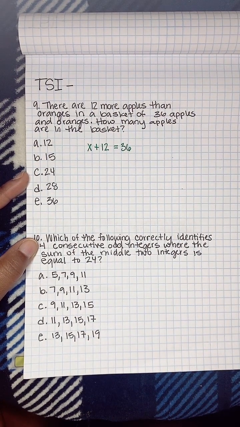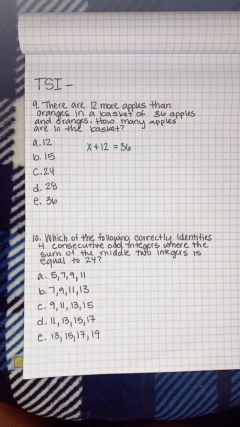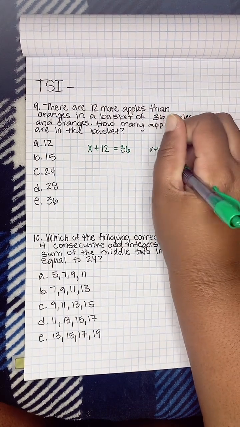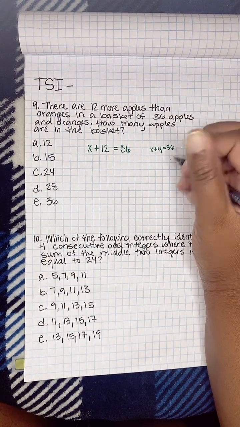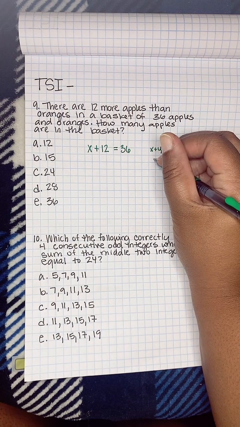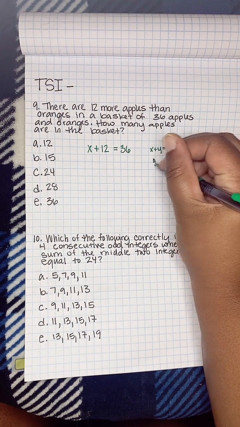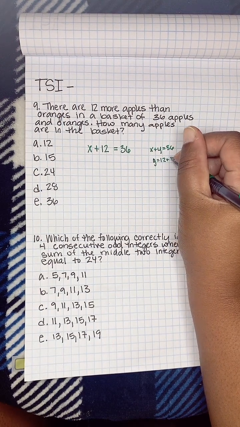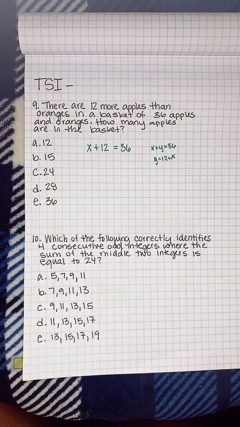Am I setting this up right? It's like I want to do systems, like A and O, but that's too complicated. I'm trying to simplify it. Let me see. Okay, because I would do X plus Y equals 36, and then there are 12 more apples than oranges, so I would do Y equals 12 plus... we're not going to do it this way, you guys. I'm just making sure I set it up right.